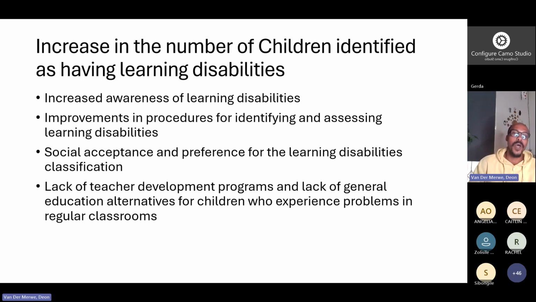So I just wanted to start off by conscientizing us about the fact that there's an increase in the number of children identified as having learning disabilities. So the question is, why are more children being identified with learning disabilities? You might have noticed that within your own context, perhaps. But why is that? Now, there are a few reasons, I believe, for the increase.